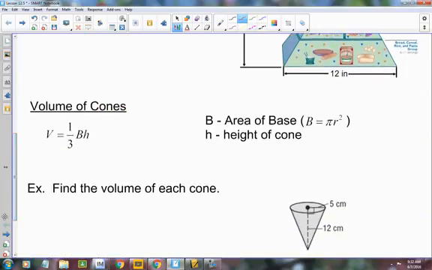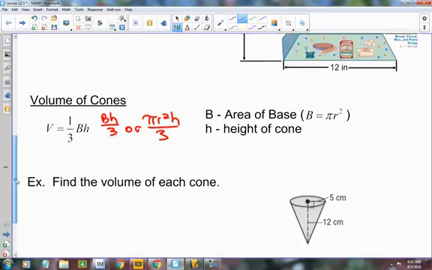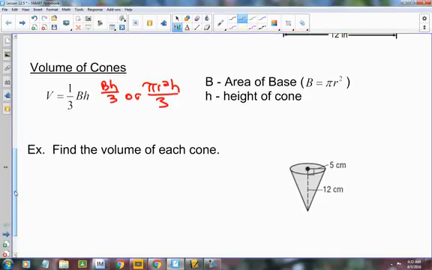Okay, cone, like I said, basically the same formula. Area of the base times the height divided by 3. You can also do pi r squared times the height divided by 3. Same thing. That's for the cone. Okay, so this problem, I have everything, don't I? It gave me all the information that I needed.